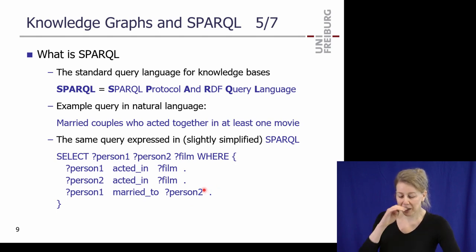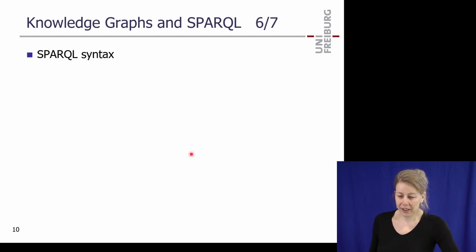So that's why SPARQL was invented. It's very natural. You can almost read it. It's like a high-level programming language. And then you have to say, what do I want to see in the end? I want the two persons and the film they acted together in.